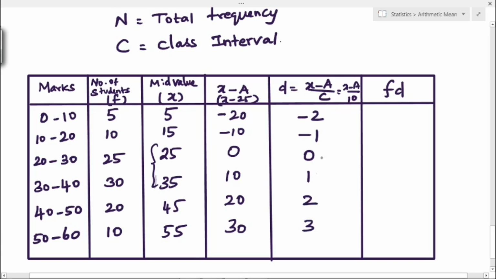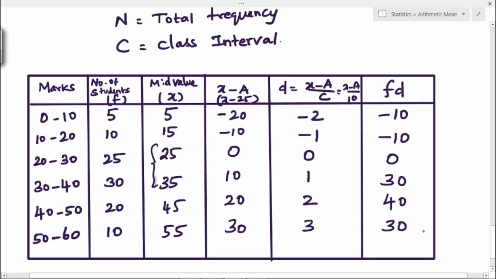After finding d, we have to find f into d. F into d is nothing but multiplying the frequency value with this d value. So consider the first frequency value, 5, and d value minus 2. So 5 into minus 2 is minus 10. Next, the second value 10 and corresponding d is minus 1, so that is minus 10. Next, the third value f is 20 and d is 0, so 0. Next f value 30 and corresponding d is 1, so 30 into 1 is 30. Next f is 20, corresponding d is 2, so 40. Next f is 10, corresponding d is 3, so 10 into 3 is 30.